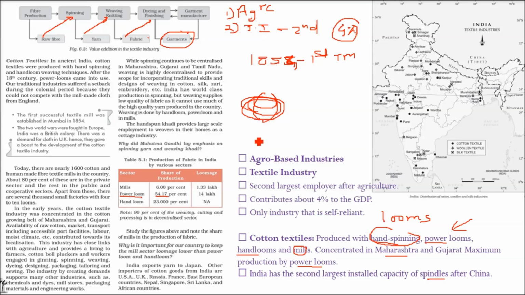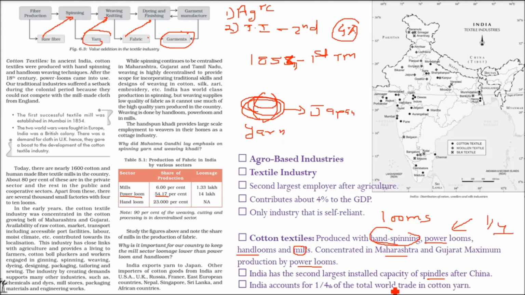But before that, let me tell you one more thing, that India exports yarn. This yarn is already made into threads, and a combined thread, or a collection of thread, is called yarn. We export this yarn to Japan, the USA, UK, Russia, France, East European countries, Nepal, Singapore, Sri Lanka, and various African countries. India accounts for 1/4 of the total world trade in cotton yarn. One thing is very important here: cotton yarn, the dhaga, the thread. We account for 25% of the whole world's trade in cotton yarn.